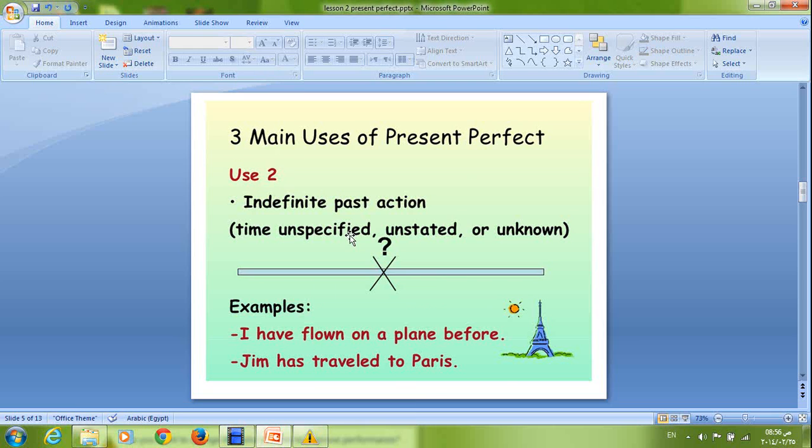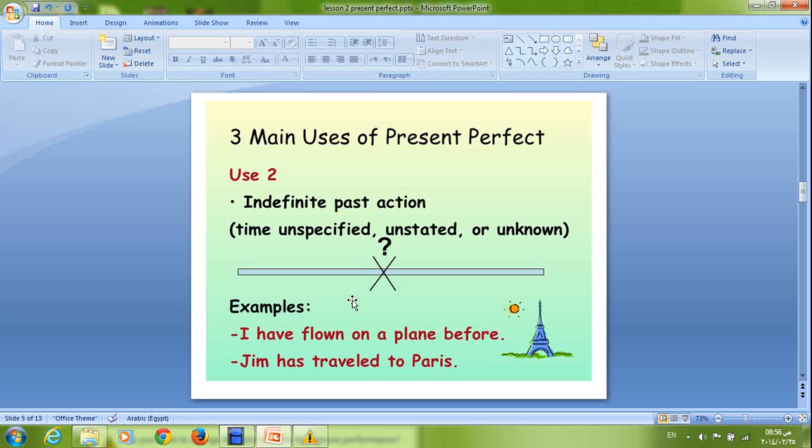The second use, indefinite past action. Time unspecified, unstated or unknown. What do we mean by this? It means that something that happened in the past, but we don't say when. When I say yesterday I went to the club, I mentioned time, I mentioned yesterday, so that's why I used past simple. But here in the present perfect, something that happened, but I didn't say the time. Time unspecified. We don't say time.